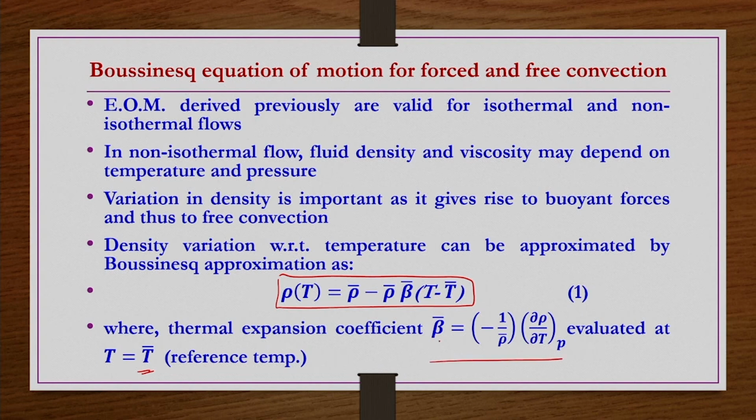That is, beta bar equals minus 1 by rho bar times dou rho by dou T. This rho bar is at temperature T bar, and how rho changes with respect to temperature at constant pressure, this first derivative, we can get from here.